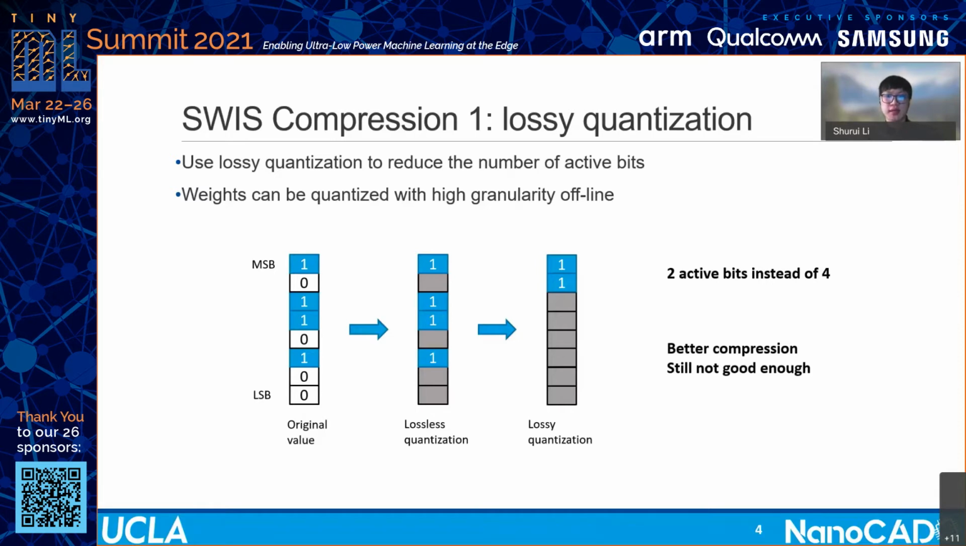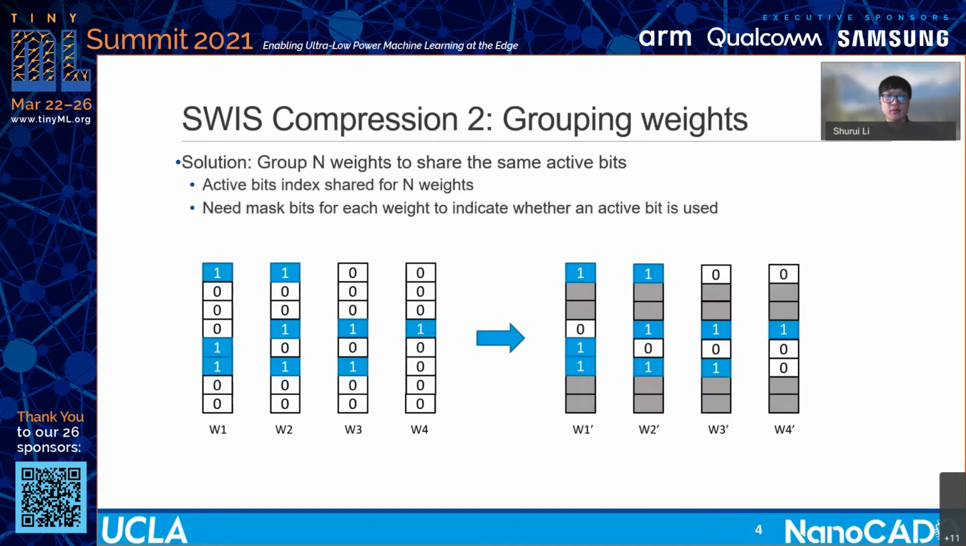This results in less storage, but it's still not good enough for meaningful compression, since each active bit still requires a 3-bit index. And this overhead is quite large. So we have the second technique to reduce the overhead of the active bits by grouping the weights. The idea is that for n consecutive weights, we group them to share the same active bits, so that their indexes for the active bits can also be shared.